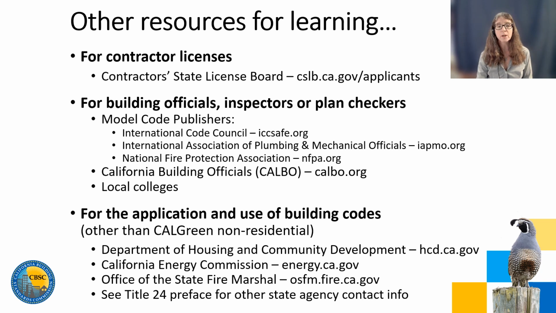One of the most frequent questions we receive is, how do I get my contractor's license? The Contractors State License Board is the state agency that issues those licenses, and they offer study guides for the different trades, such as general building, plumbing, or electrical. Their website is cslb.ca.gov, and you will want to go to the Applicants tab.